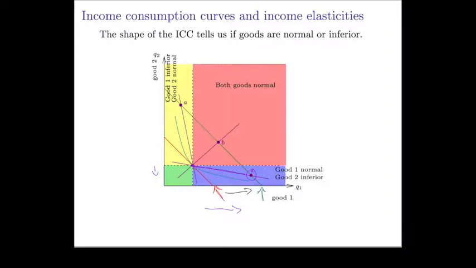One thing we see from this picture, though, is that at least one of the two goods has to be a normal good. The income consumption curve has to pass through either this area, or this area. But no matter where it goes, at least one of the two goods is going to be a normal good. If it goes here, good 2 will be normal. If it goes here, good 1 will be normal. And if it goes here, both goods are normal. But in either case, no matter which of the three regions it goes to, at least one of the two goods has to be normal.